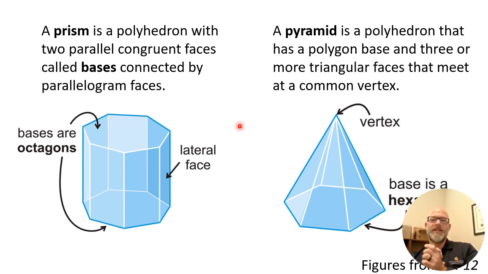A pyramid is a polyhedron that has a polygon base, in this case a hexagon, and 3 or more triangular faces that meet at a common vertex. All right, so you tell me, what makes a prism a prism? It's those 2 congruent, parallel polygons, 2 bases. And how about the pyramid? 1 polygon base and a common vertex.